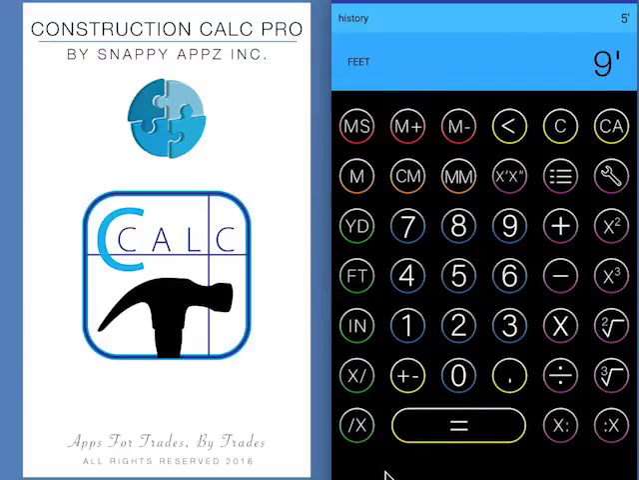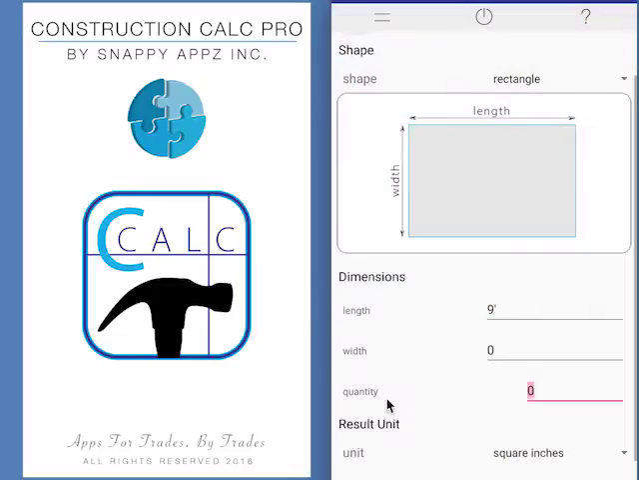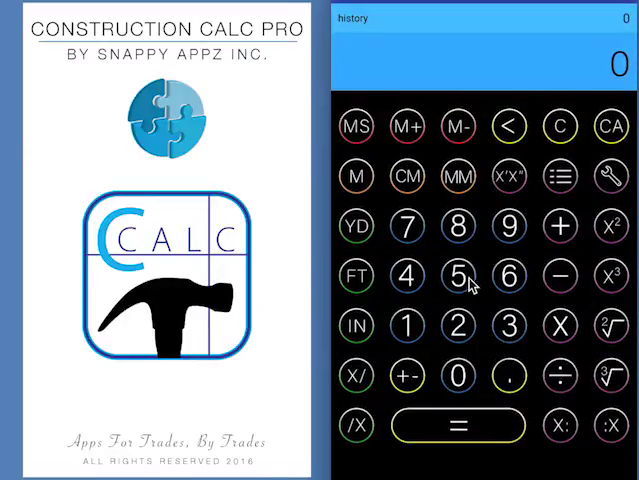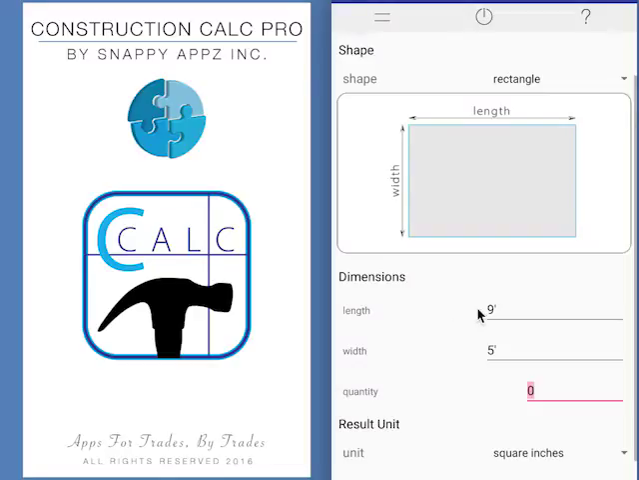Now when we press the back button on our phone, that 9 feet will be entered in for our length of our rectangle. And now I'll go with a width of 5 feet. Again, the calculator will pop up. Enter your dimensions. You can also mix and match meters and feet. And press back. And now we'll have a rectangle 9 by 5.